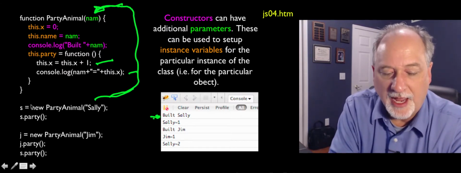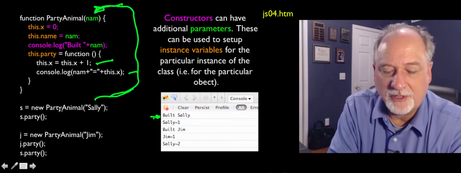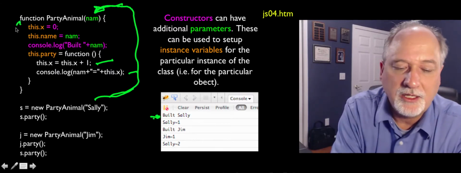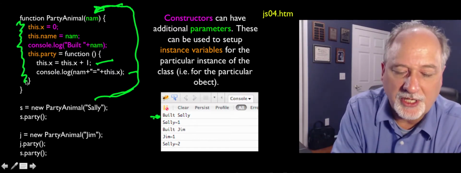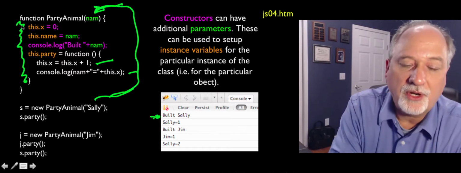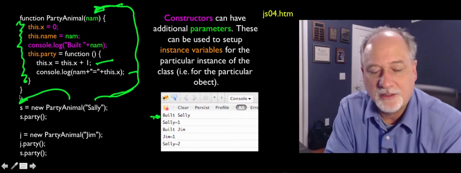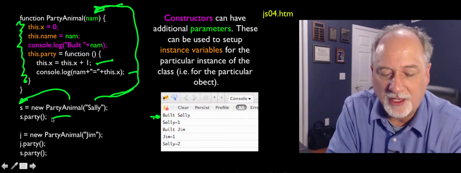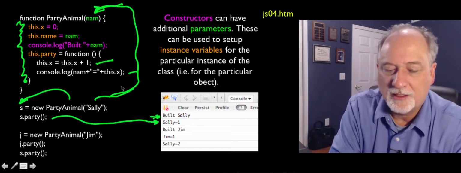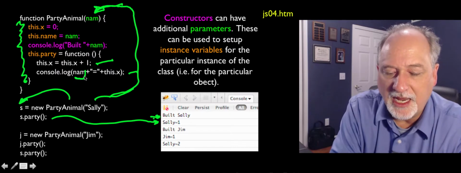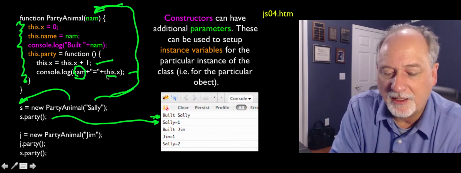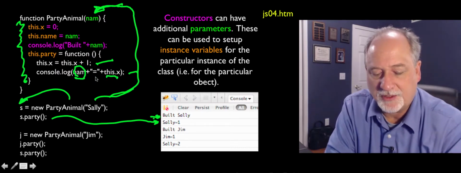So we create s, the variable s, creates a new party animal with the parameter Sally. So it runs through this, builds the object, and then effectively, implicitly returns the object, and that gets stuck into s. And then we call the party method within that, and that says both what the name of this function is and what the current value for this is.